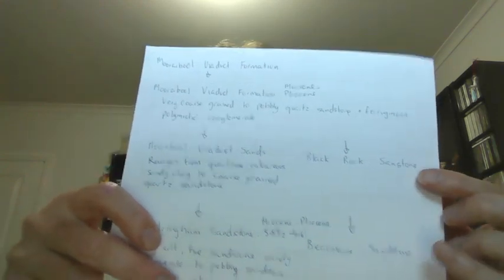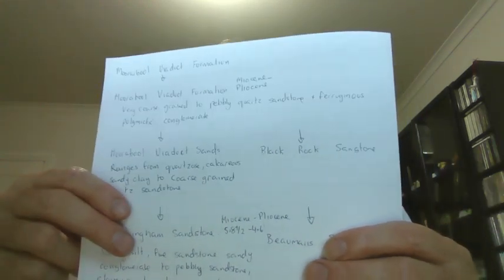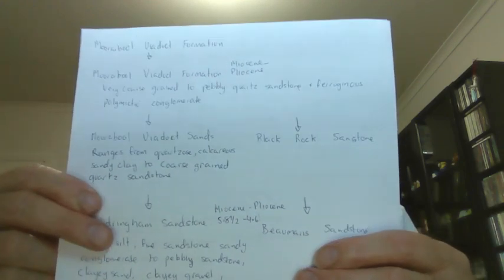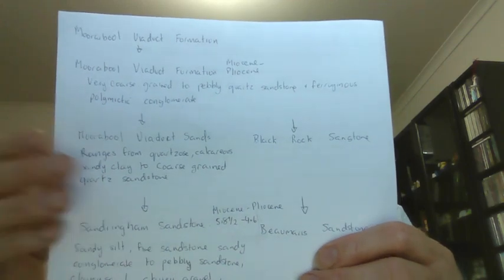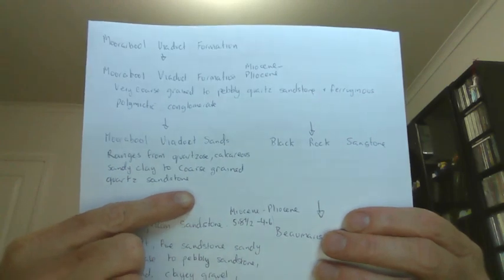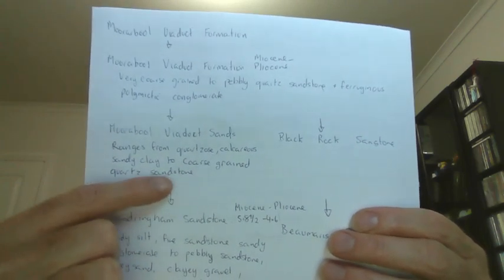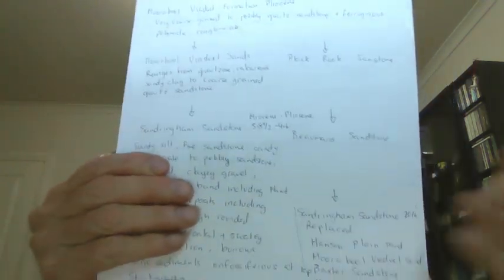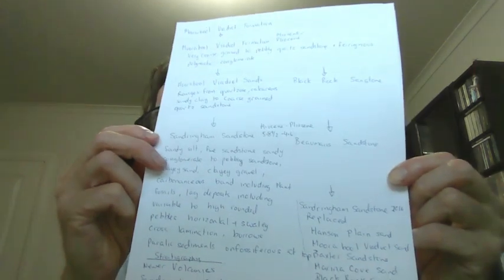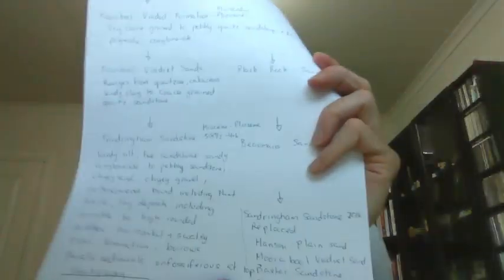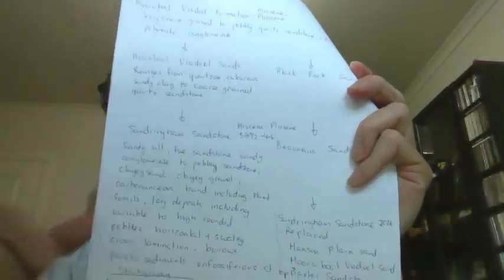And then we have the Morable Viaduct Sands. So there's quartzose, so very hard sandstone made of quartz. Calcareous sandy clays to coarse grained quartz sandstone. So obviously this is not a calcareous material. And then they decided to get rid of all these names and they included it into the Sandringham sandstone.